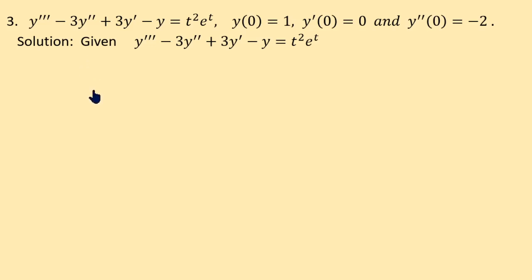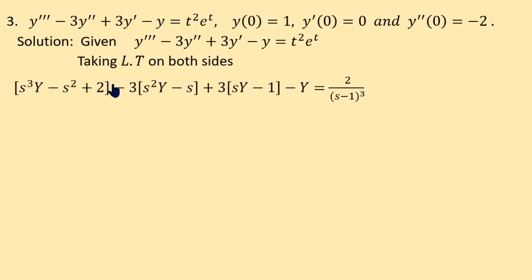By taking the Laplace transform on both sides: the Laplace transform of y triple dash is s cube into capital Y, minus s square into y at 0, that is 1, so minus 1 into s square, minus s into y dash at 0, which is 0, minus y double dash at 0. Since y double dash is minus 2, minus minus gives plus 2.